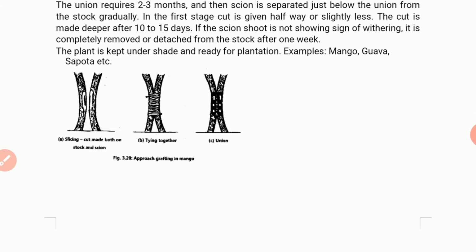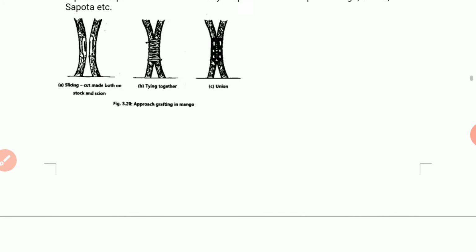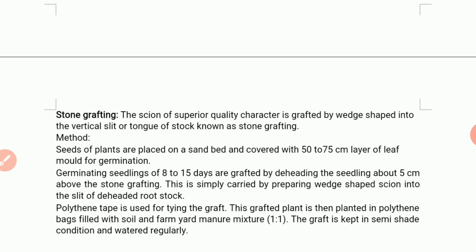Here is the diagram of approach grafting. Here we can see that the cut is made both on the stalk and scion, which are facing each other. Then in diagram B, they are tied together, and in the next diagram we can see that the union is formed between the scion and stalk. So this is about approach grafting.